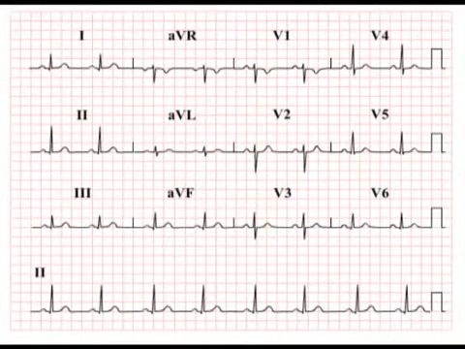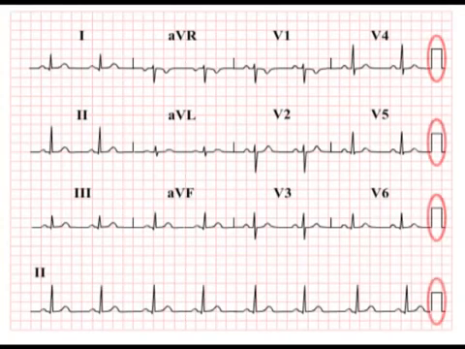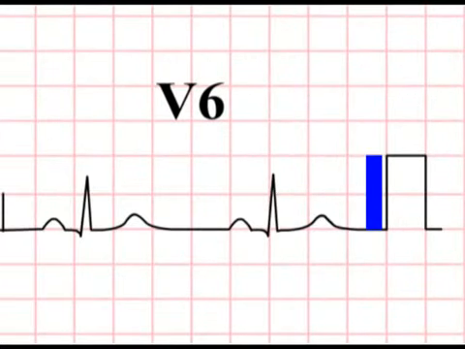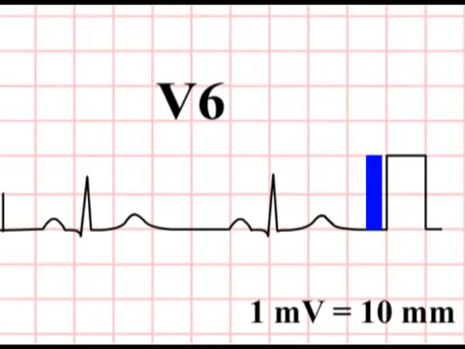Before we move on, one more thing. Note this deflection at the end of each recording strip. This is a calibration box, an internal standard in the ECG machine. It should be 2 large squares in height, indicating that 1 millivolt of electricity yields a 10 millimeter vertical deflection on the ECG paper. This is the standardized sensitivity of ECG recordings.